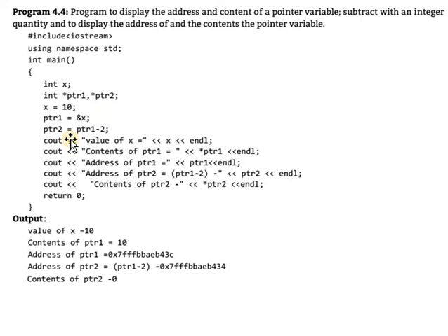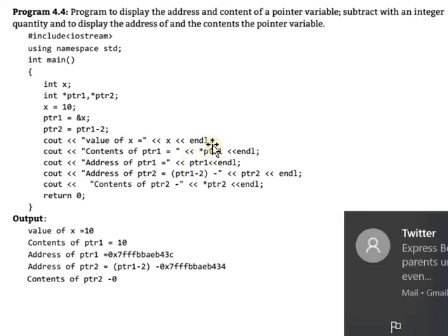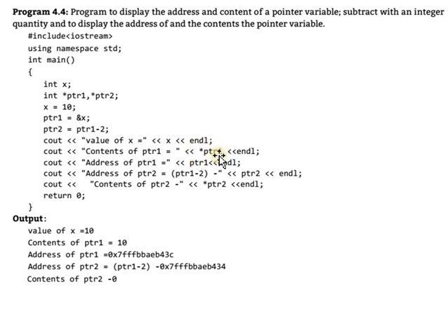Then we are displaying the values and contents as well as addresses of the pointer variables. First, we are displaying the value of x. We know that we initially assigned the value of x, that is 10. So it will first display the value of x equals 10. Then we are displaying the contents of a pointer by using the pointer variable. We are storing the value of x into the first pointer variable, ptr1, so it will display the contents of ptr1, that is 10.